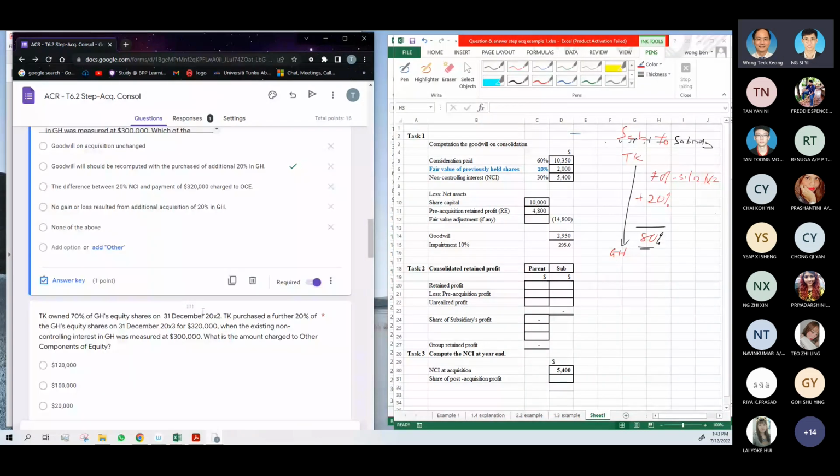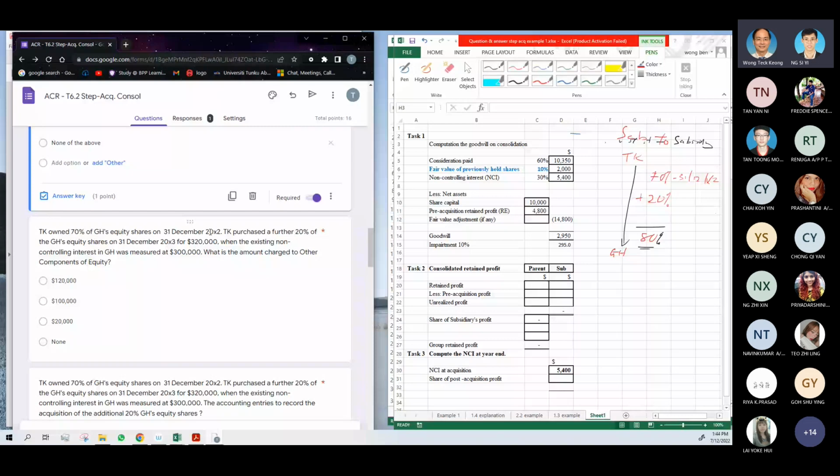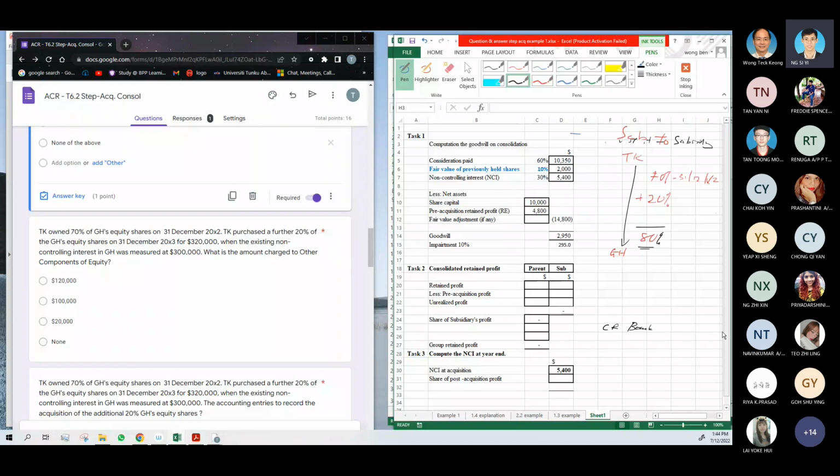Okay. Next one, TK owns 70% of GH equity share on 31st December X2. So if I add further 20%, so same with what you have. Now they're asking you what is the amount charged to OCE. Okay. Now we can pass the entry. So when you make payment, you credit cash. You're still owing, so the 20% of it. So they're paying 320. So then they will debit NCI on the 20%, how much?